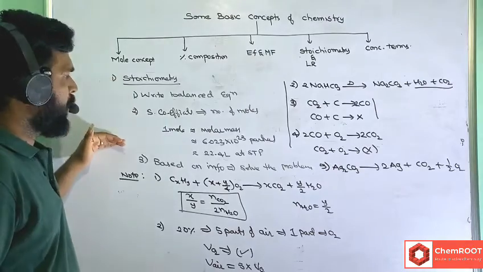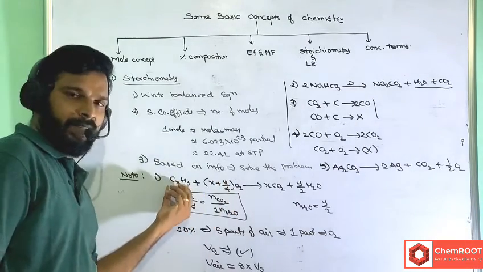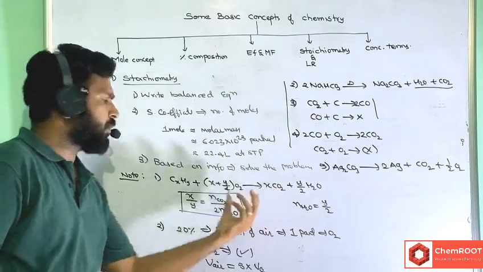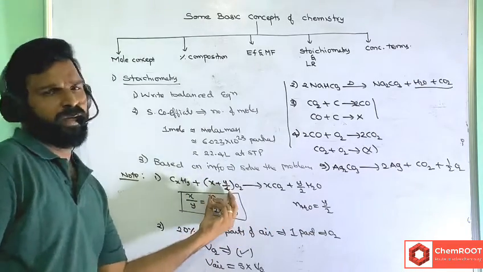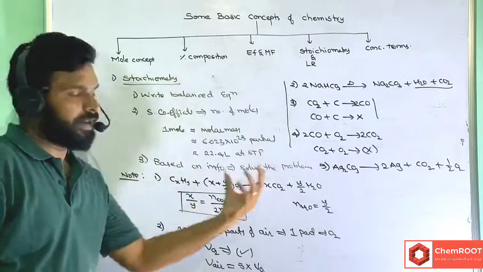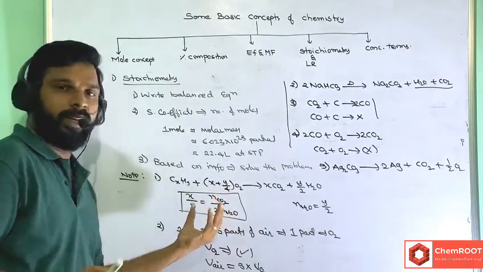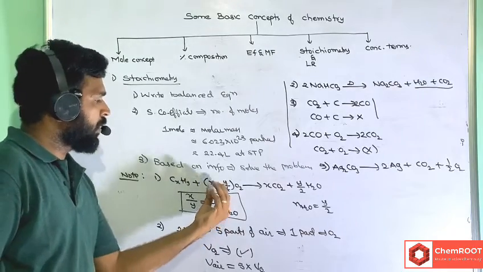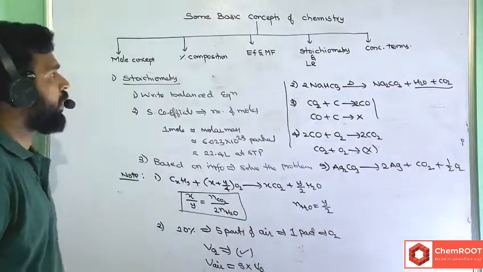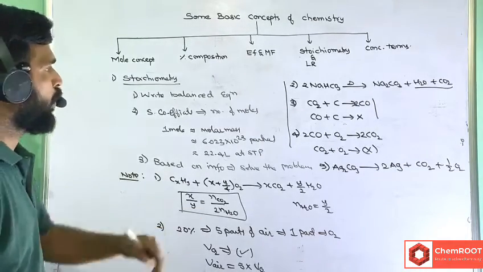Stoichiometry: if anything is given in excess, suppose 10 grams of this compound is reacted with excess of this compound, how much carbon dioxide will be formed? Here you don't need to tell which is in excess. By applying the mole concept, we can directly solve it by avoiding the excess concept, the excess amount. So that is the stoichiometric part and some important reactions.